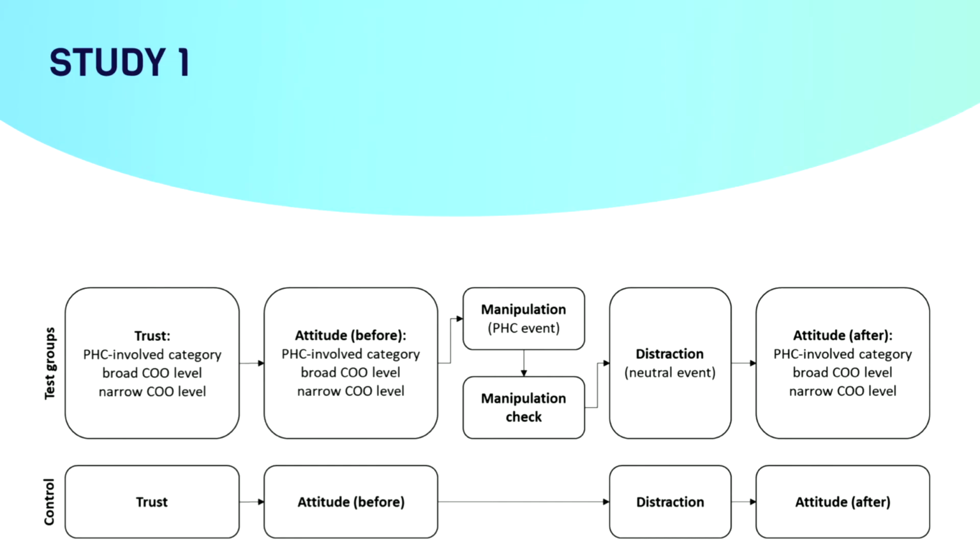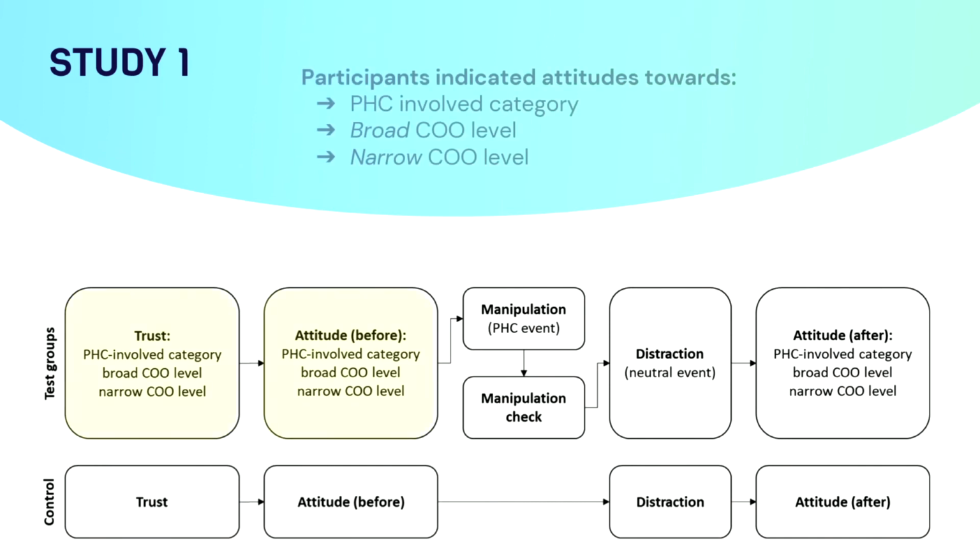Now, let's examine Study 1 in more detail. 2 test groups of 325 American and British participants read a short article that described a scandal. Producers were found guilty of forming an illegal cartel to collude on selling prices. After reading the article, the respondents answered questions regarding their trust and attitudes on 3 levels. First, the PHC involved categories, which were French wine and Japanese electronics, then on the broad country of origin level, and finally on the narrow country of origin level, for example, French and Japanese sneakers.